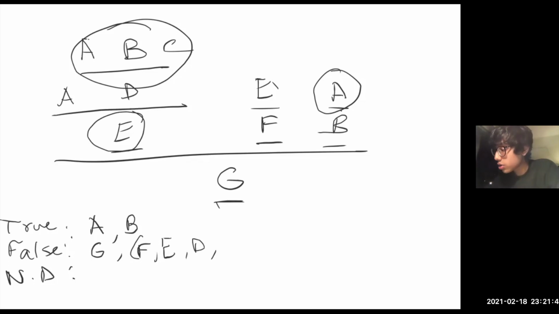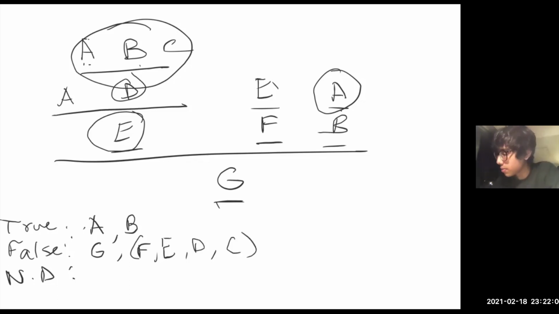Finally, we also know that if D is false, then either A, B, or C has to be false. We know that A is not false because we've written that here, and we know that B is not false if A is true. Hence, only C can be false, and that is the false value. So F, E, D, and C.